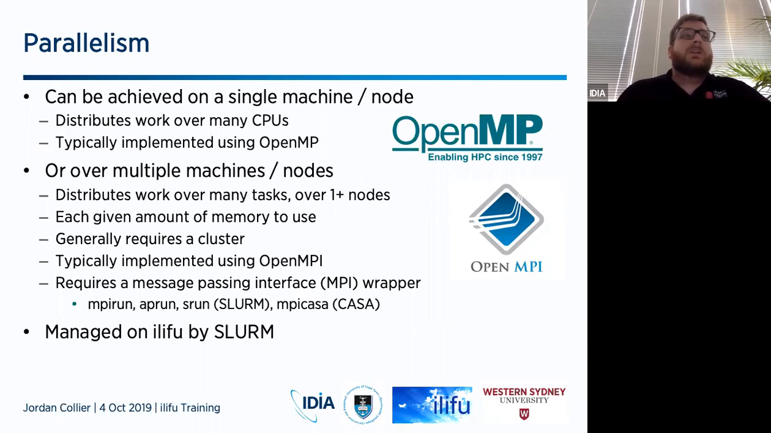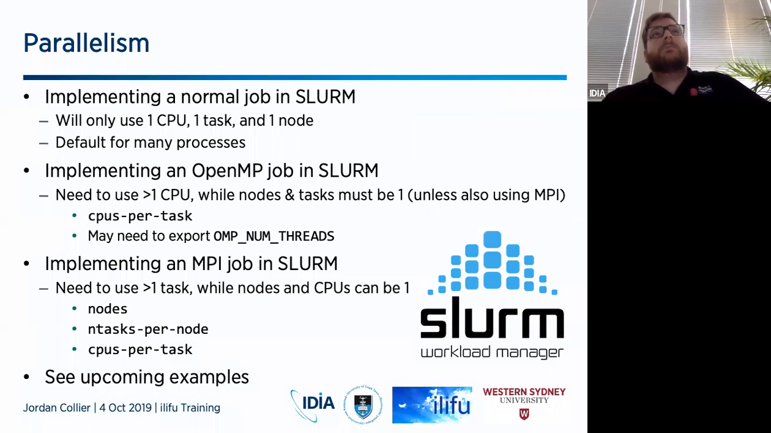Often this will also require a master worker that manages all the various workers that have gone out and done their processing. So this means that we need an MPI wrapper to run such a job. For instance, we have mpirun or aprun. SLURM uses srun, and if you're using the radio astronomy package CASA, then you would use mpicasa. So for ilifu, this is all managed by SLURM.